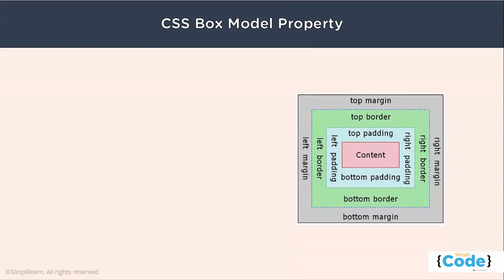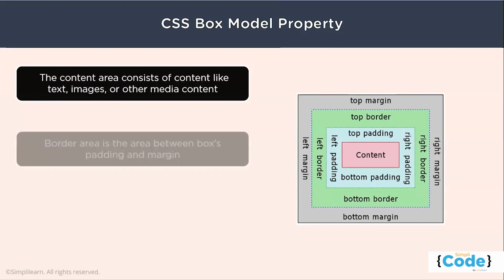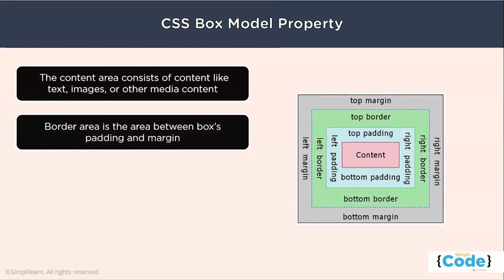The following diagram demonstrates how the content, padding, border, and margin CSS properties determine how much space an element can take on a web page. The content area consists of content like text, images, or other media. It is bounded by the content edge and its dimensions are given by the content box width and height. The border area is the area between the box padding and margin. Its dimensions are given by the width and height of the border.